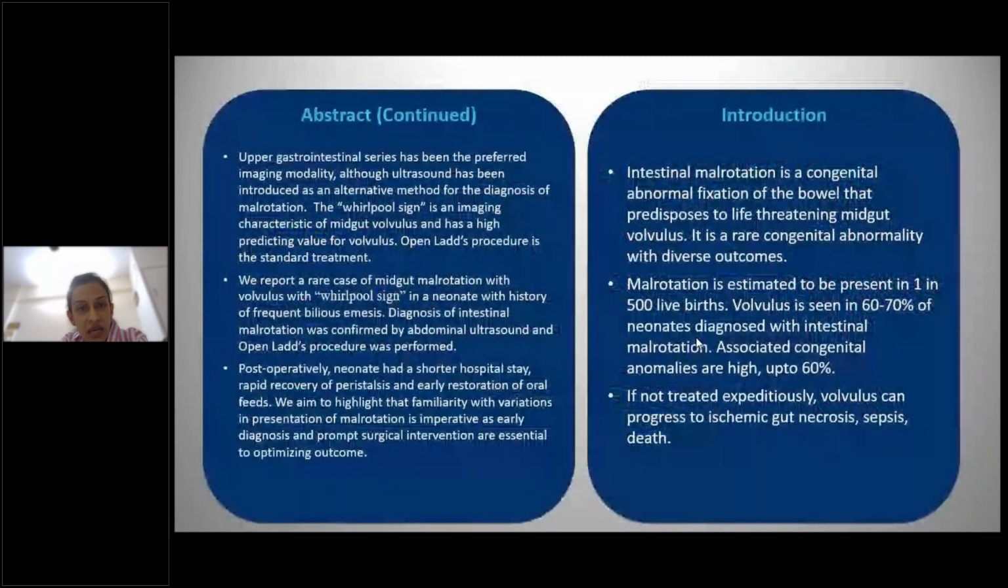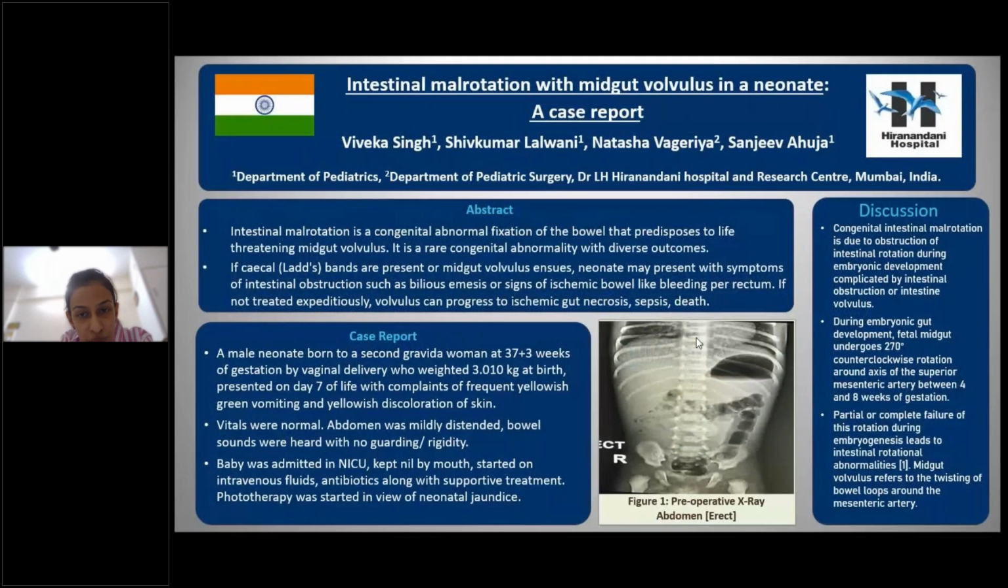Yes. Now coming to the discussion, I will go ahead with the discussion of this case. Congenital intestinal malrotation is due to obstruction of intestinal rotation during embryonic development, complicated by intestinal obstruction or intestinal volvulus. It can happen with either obstruction or volvulus, either or. During embryonic gut development, this is about the embryology, the fetal midgut undergoes 270-degree counterclockwise rotation around the axis of the superior mesenteric artery between the 4th and 8th weeks of gestation. Partial or complete failure of this rotation during embryogenesis leads to intestinal malrotation abnormalities.